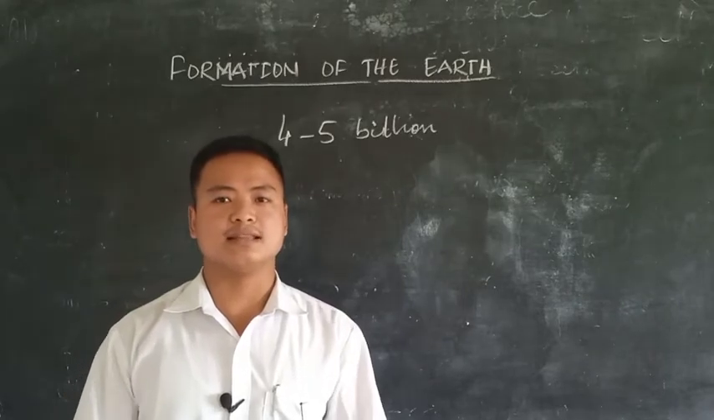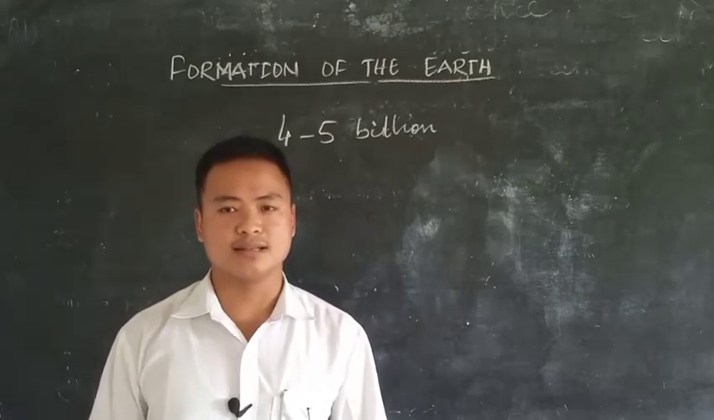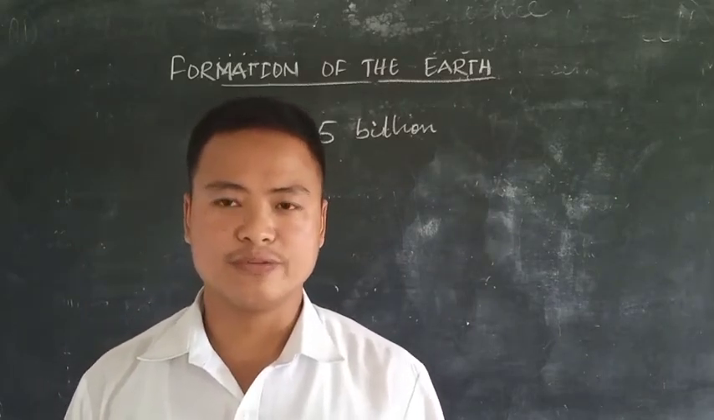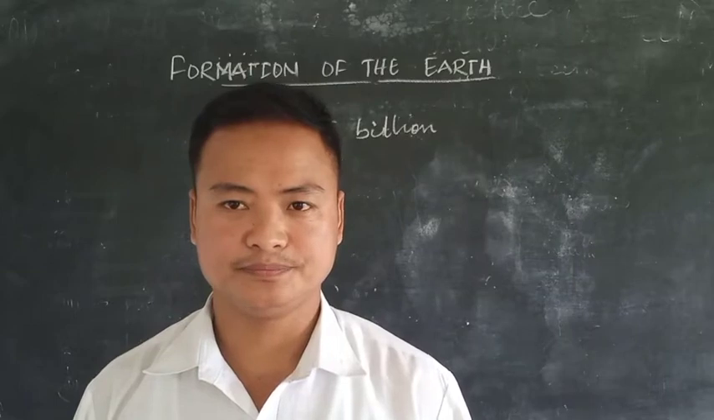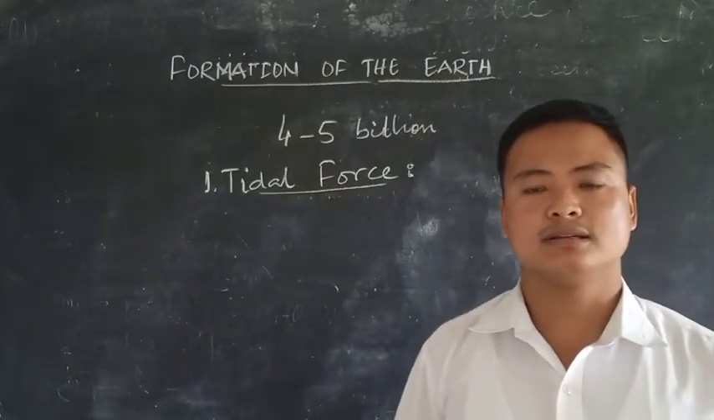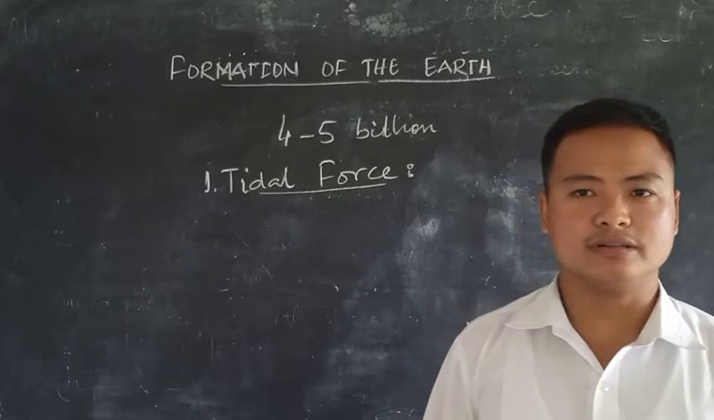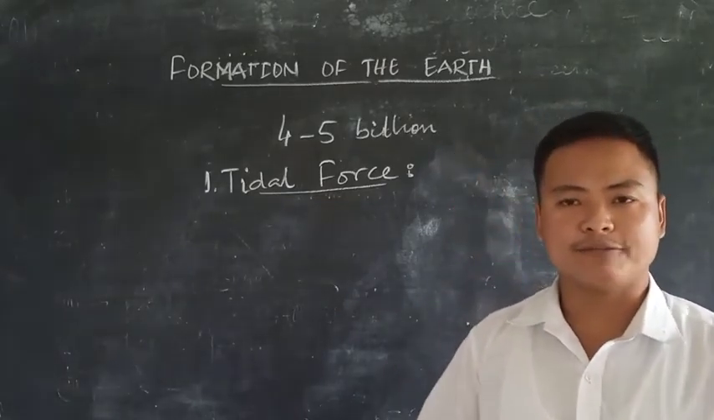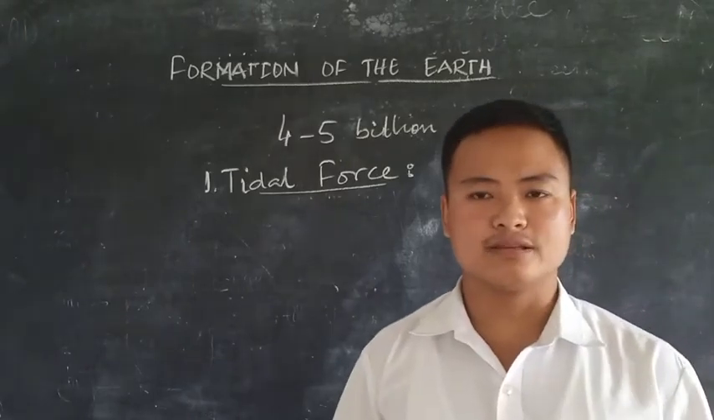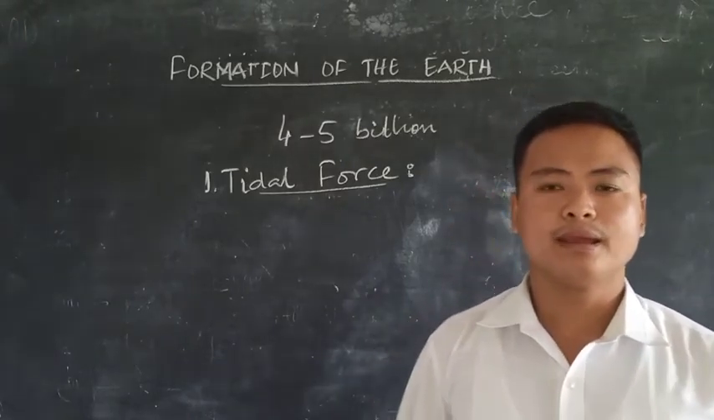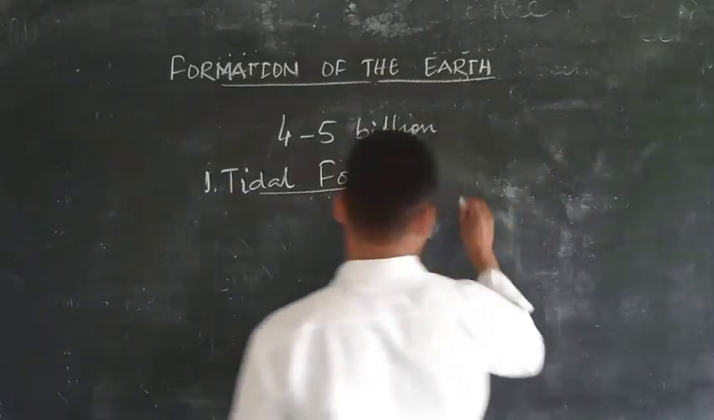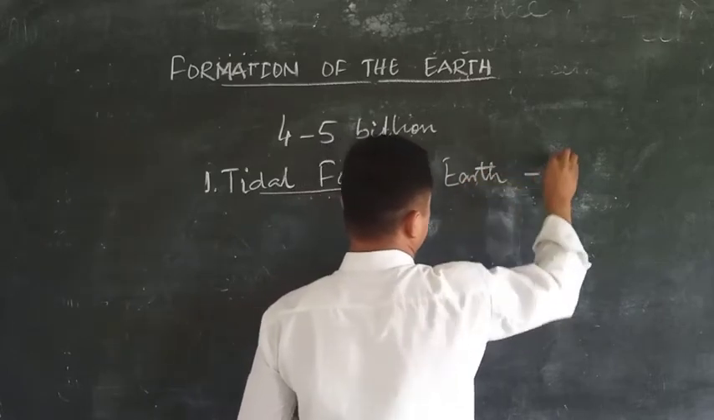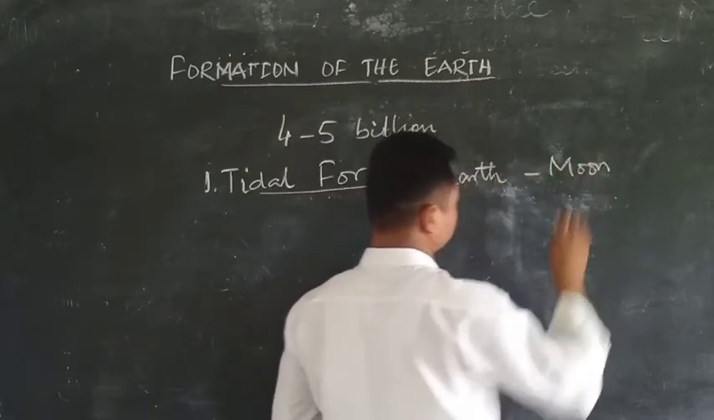So in order to understand this age, let us discuss various factors that help us in proving the age of the Earth. The first factor is tidal force. The tidal force is further discussed in two parts. But then what is tidal force? This is what shows us the relation between the Earth and its natural satellite, the Moon.